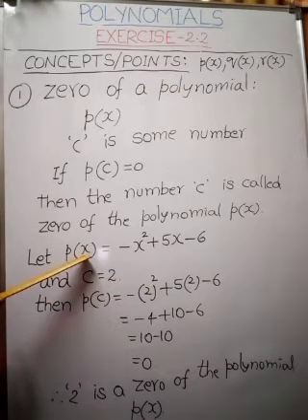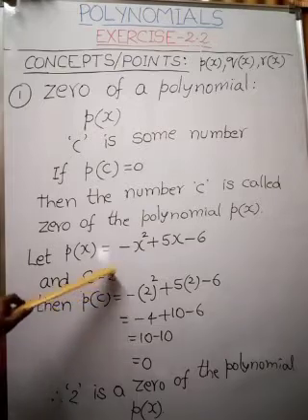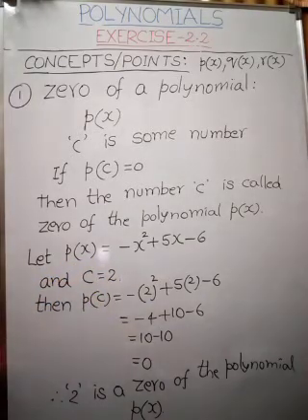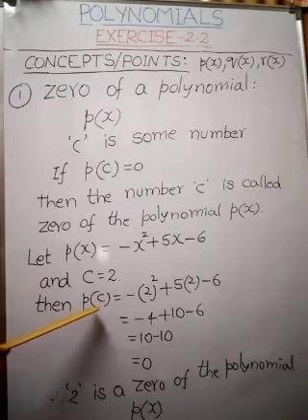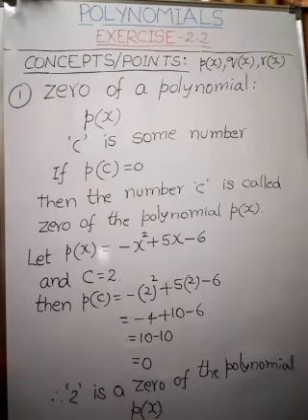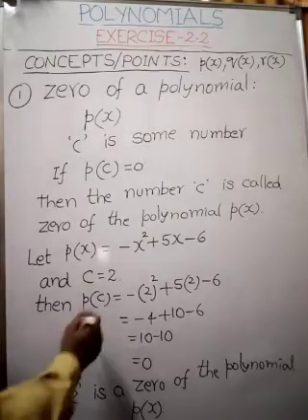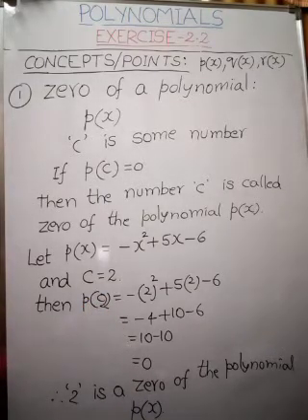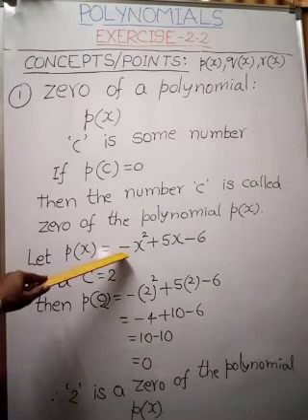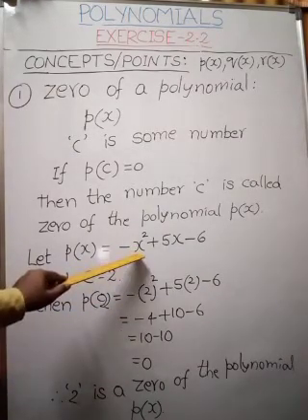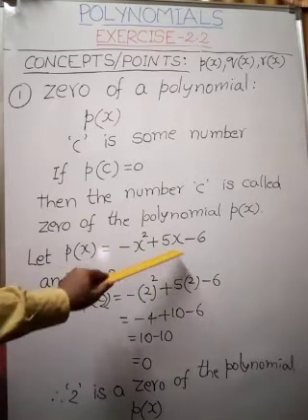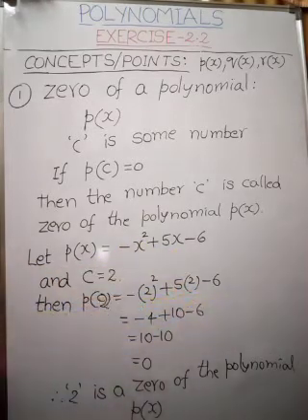We have to put x is equal to 2. We have to substitute this value in the polynomial in the place of x. So p of c, that is p of 2 here. We are finding the p of 2 value. So minus x squared means here we are substituting 2. So 2 square plus 5x means 5 into 2 minus 6.